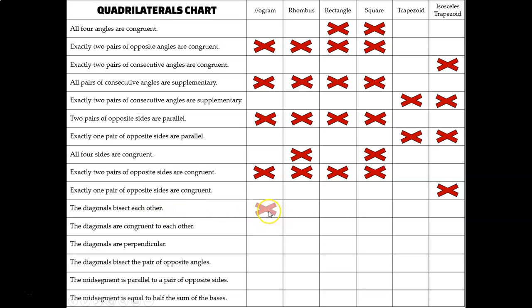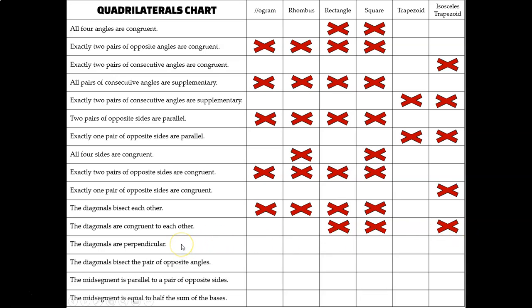Well, that's one of the theorems we learned about parallelograms, so if it's true for parallelograms, then it must be true for all of the special types of parallelograms. But it's not true for trapezoids. Which figures have diagonals that are congruent to each other? Well, we learned that's true for rectangles, and if it's true for rectangles, then it's also true for squares. But we actually also know that for isosceles trapezoids as well.